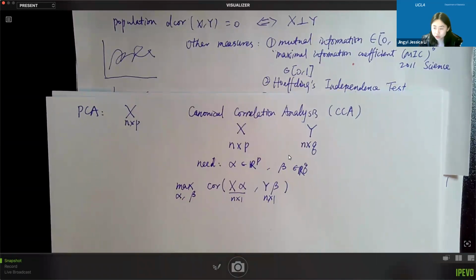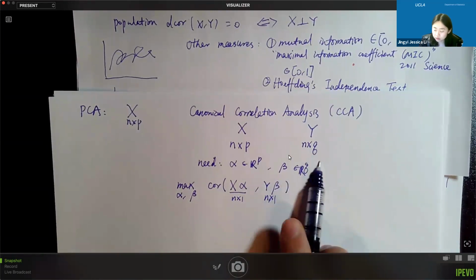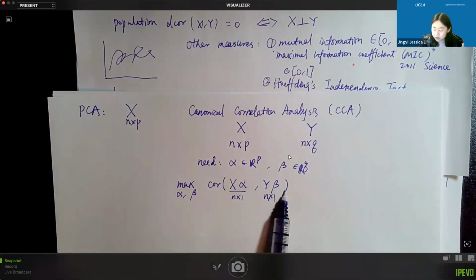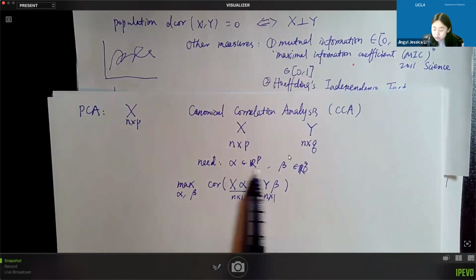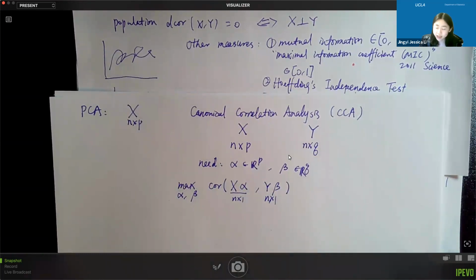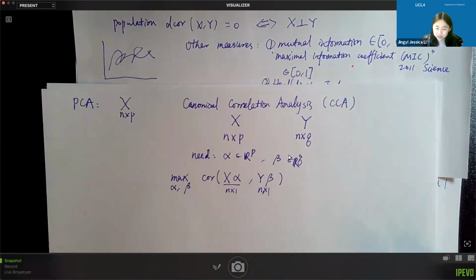So you're going to search for a loading to combine your P dimensions and another loading to combine your Q dimensions, so that in the new dimensions of each, you're going to maximize the projected data's correlation. That's CCA. I'm just going to introduce it at this very superficial level.